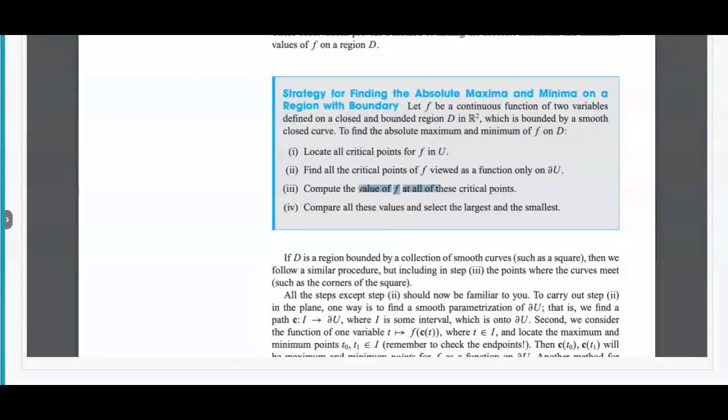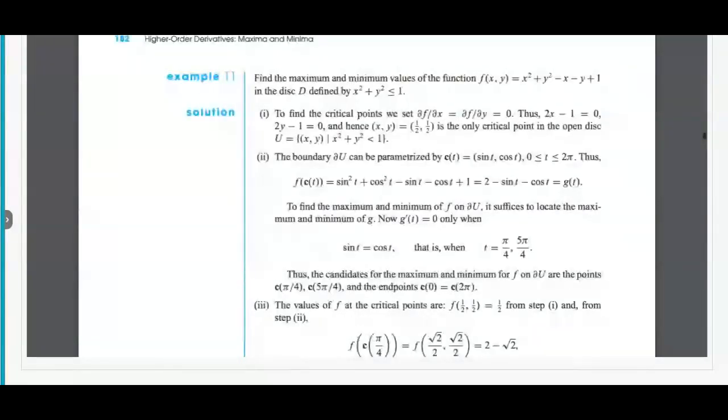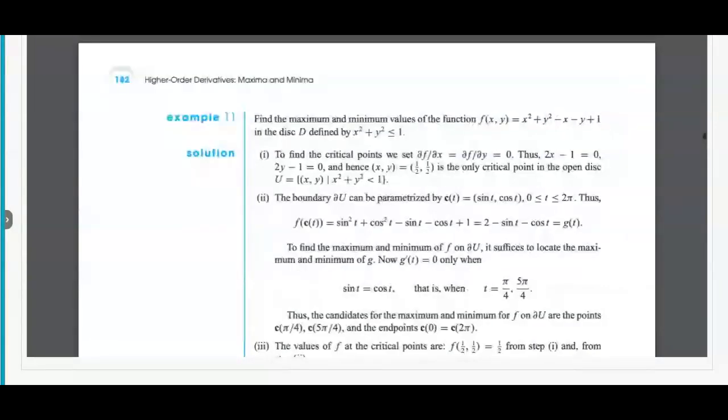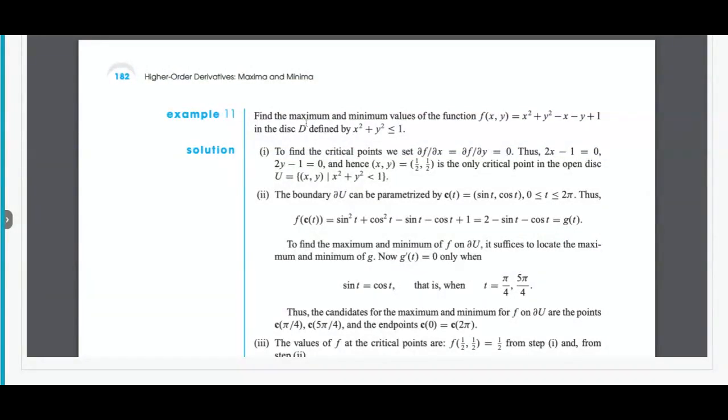Then we compare all the values. We compute the values of f at all critical points and at all boundary points. Then we compare them. Whichever value is the highest is the absolute maximum. Whichever value is the smallest is the absolute minimum. So it's analogous to single variable calculus. So let's see this example.